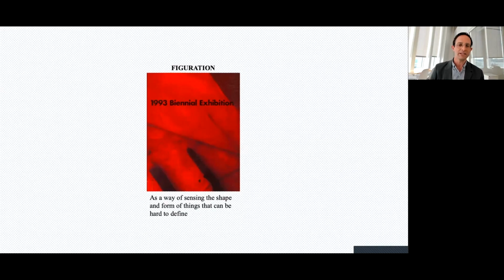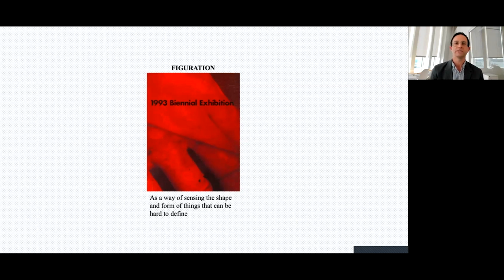So as I mentioned, there are many ways in which this year's biennial curators are drawing on the past to think about the present. And one of the ways that they've done that is to make some really explicit references to biennials of the past. One of those is the 1993 biennial, which I'll talk about in a minute, but it feels like a great way to think about today's theme, which is figuration.